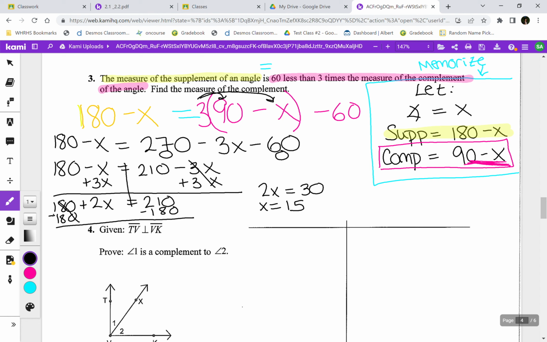Okay, what does x represent according to our let statement? Maya? The angle. X is the angle. So if it said find the angle, that would be easy. Our angle is 15 degrees. But I didn't ask you to find the angle. I said find the measure of the complement. Well, according to our let statement, isn't the complement 90 minus x? So how am I going to find the complement? 90 minus 15. So our complement is going to be 75 degrees.